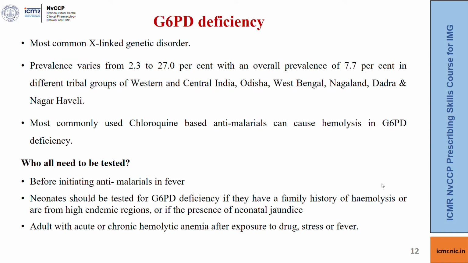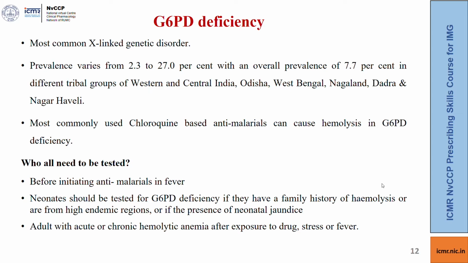Now coming over to the next topic for this presentation, G6PD deficiency. I'll be taking it in short. It is the most common X-linked genetic disorder. In India, its prevalence varies from 2% to 27%, with an overall prevalence of 7.7% in different tribal groups of Western and Central India, Odisha, West Bengal, Nagaland and Dadra and Nagar Haveli. Why we need to study this is that the most commonly used chloroquine-based antimalarials can cause hemolysis in G6PD deficiency. Hence, testing should be done before initiating antimalarials in fever.